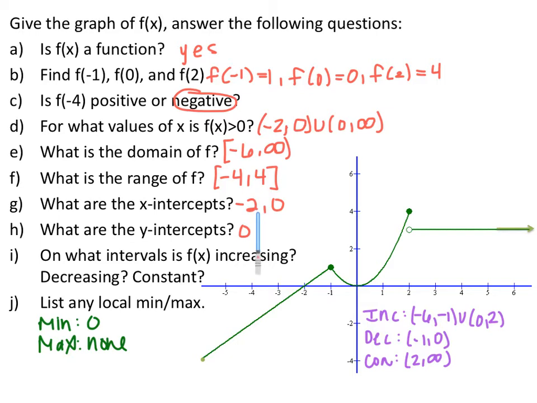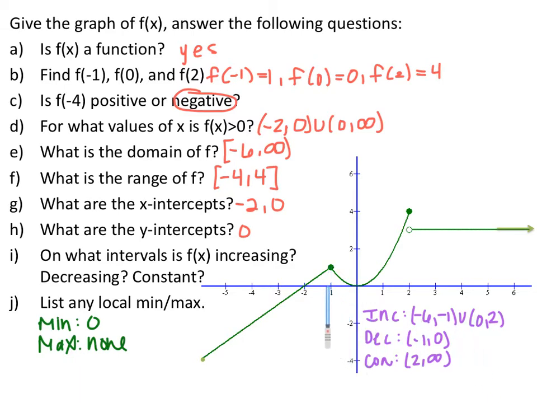What are the x-intercepts? Where it crosses the x-axis at -2 or touches the x-axis at 0, or just 0. What are the y-intercepts? Where it crosses the y-axis at y = 0. What are the intervals where it is increasing, decreasing, or constant? Increasing means as I'm reading from left to right, it's going up. So from -6 to -1, and also from 0 to 2.